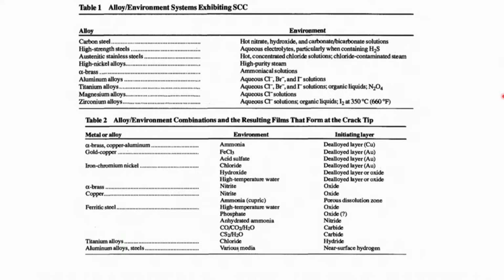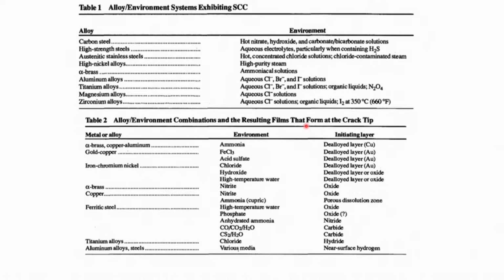So, these are typical alloy-environment combinations where it is established that stress corrosion cracking will occur. Carbon steel usually undergoes stress corrosion cracking in hot nitrate, hydroxide and typically carbonate solution. High strength steel undergoes stress corrosion cracking in aqueous electrolyte, particularly one which contains sulfur dioxide or hydrogen sulphide, and austenitic stainless steel undergoes stress corrosion cracking in a sodium chloride containing environment.